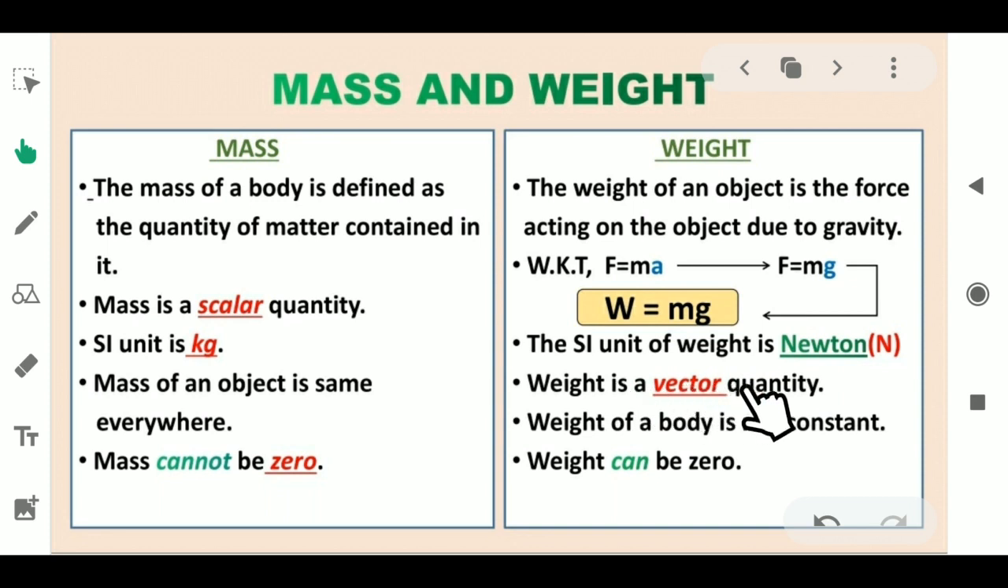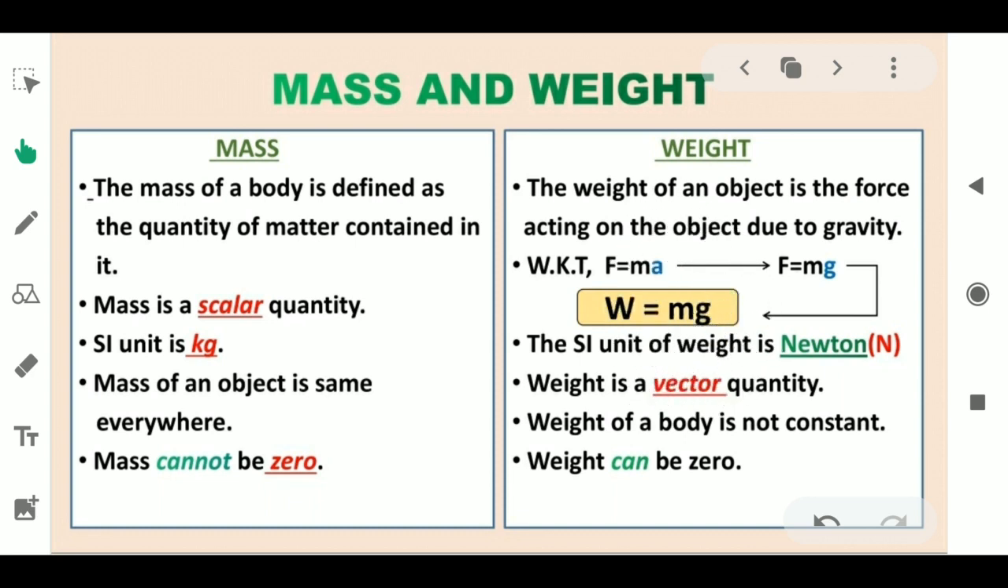And the weight is a vector quantity. That's a very important point. Weight is a vector quantity. Weight of a body is not constant. It may vary from place to place. Therefore, it is not a constant. Weight can be zero. In the case of mass, it cannot be zero, but in the case of weight, weight can be zero. So these are the points you should remember in the case of weight.